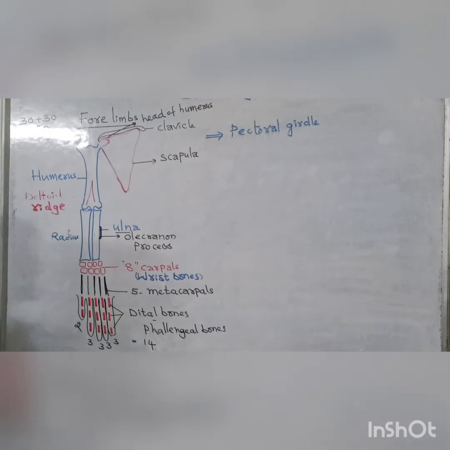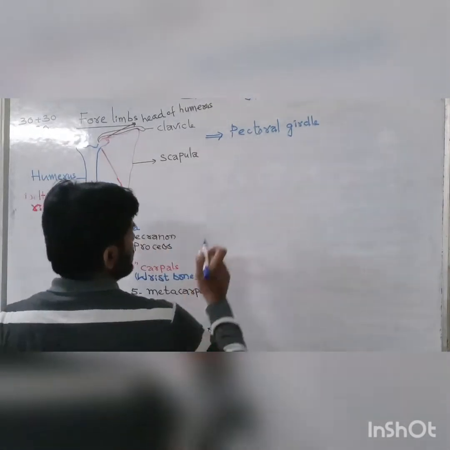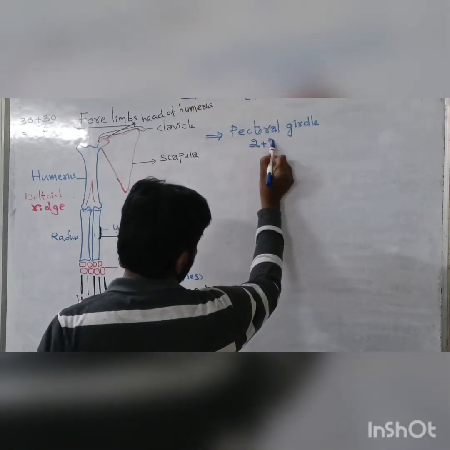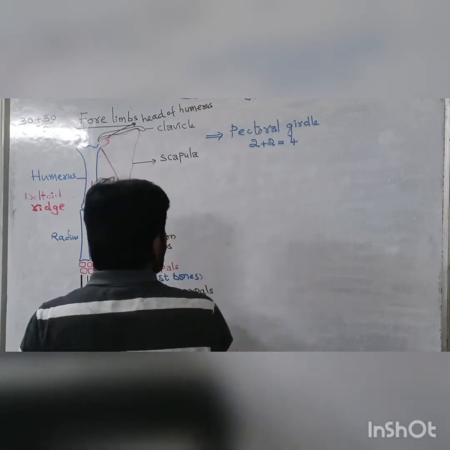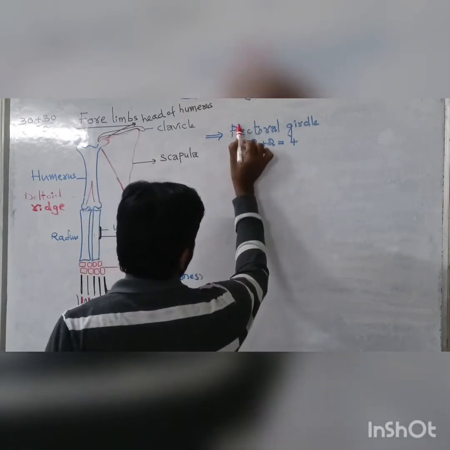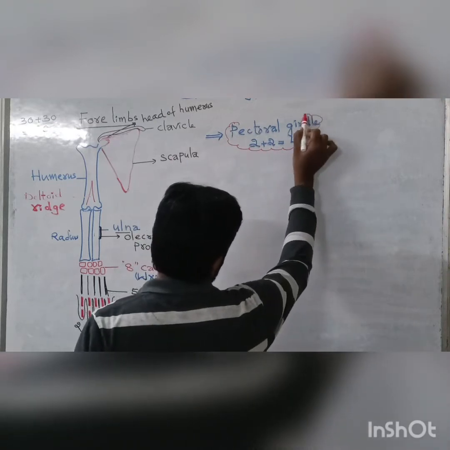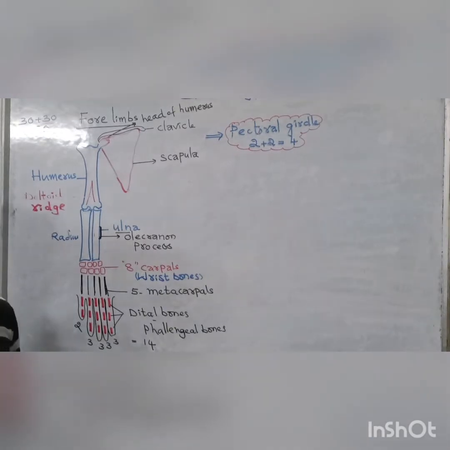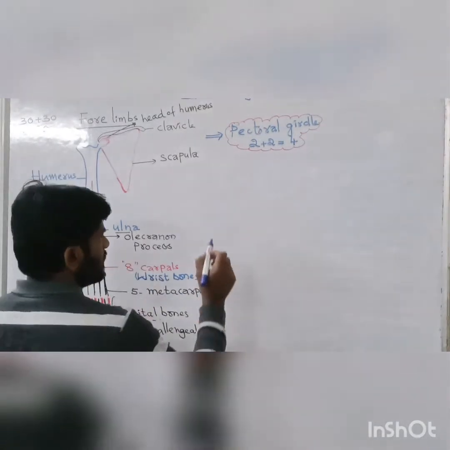Pectoral girdle. Each half of the pectoral girdle contains two bones. Therefore, the number of bones in the pectoral girdle, 2 plus 2 is equal to 4. The total number of bones in the pectoral girdles of man is 4. The pectoral girdle is formed by two bones on one side, the scapula and the clavicle.